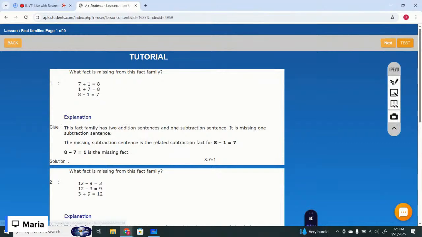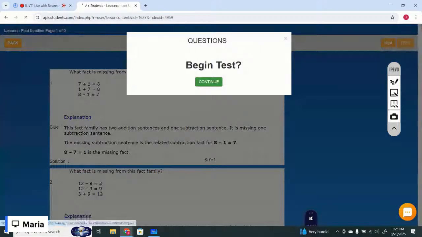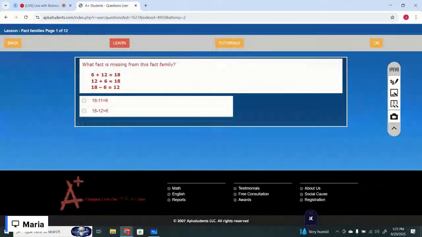Let's just start with the test questions. What fact is missing in the fact family? So from three numbers, we can make four sentences. Two of them are addition sentences, and two are subtraction sentences, right? They make the fact families.